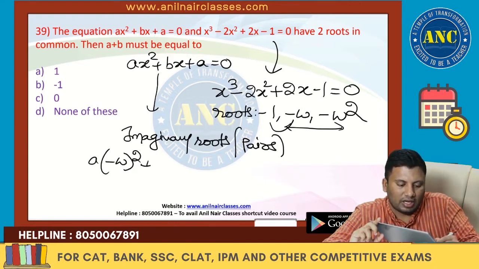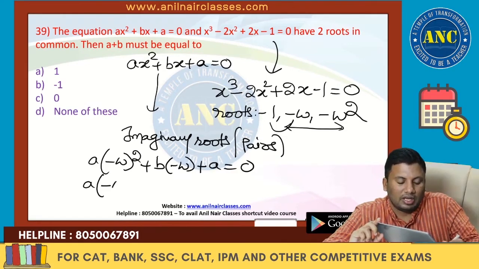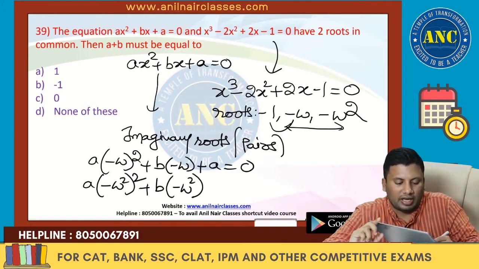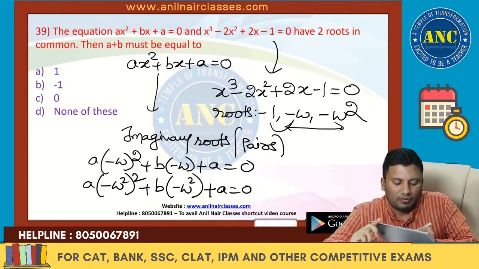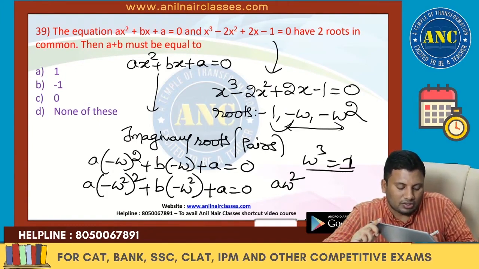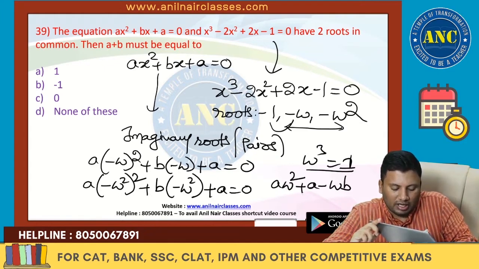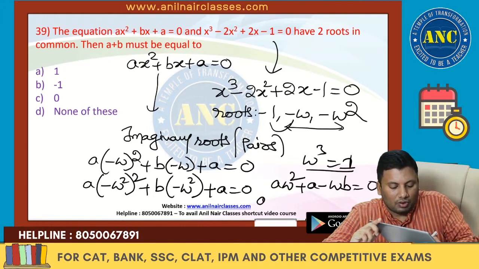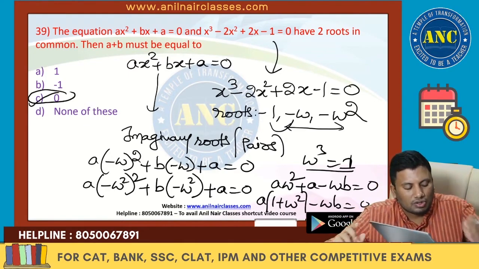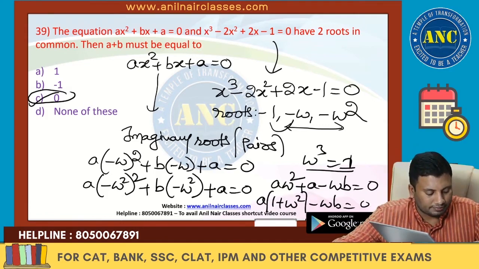a into minus omega square plus b into minus omega plus a equivalent to 0. a into minus omega square whole square plus b into minus omega square plus a equivalent to 0. We know that omega cube equivalent to 1. So, this is nothing but a omega square plus a minus omega b equivalent to 0. a into 1 plus omega square minus omega b. Minus omega common. a plus b is equivalent to 0. Solution is quite clear to us.